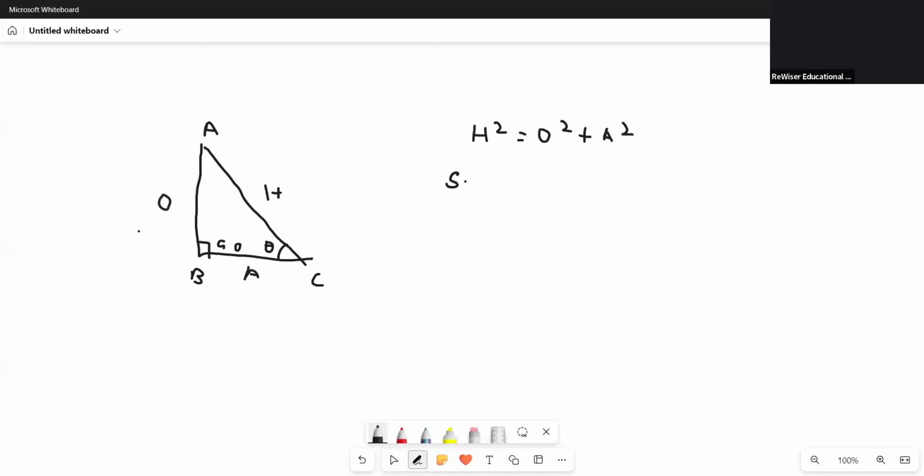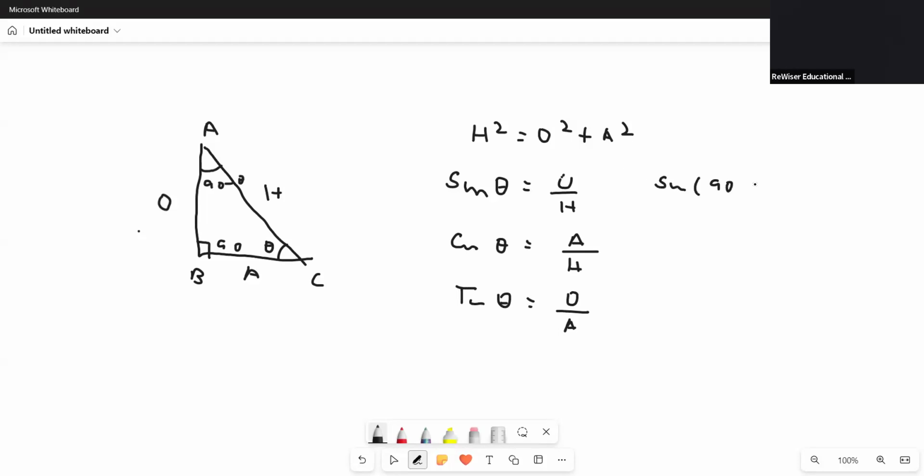Now, if I'm writing sine theta, the formula should be opposite by hypotenuse. If I'm writing cos theta, the formula should be adjacent by hypotenuse. And if I'm writing tan theta, the formula should be opposite by adjacent, right? The major important part in this is, if this is theta, this is 90, this angle is bound to be 90 degrees minus theta, right? If now I want to write sine of 90 degrees minus theta, in that case A becomes the opposite and O becomes the adjacent. So these two interchange their places.